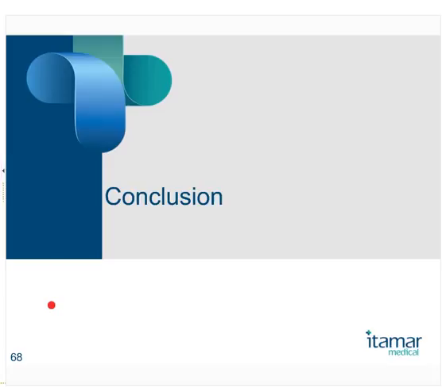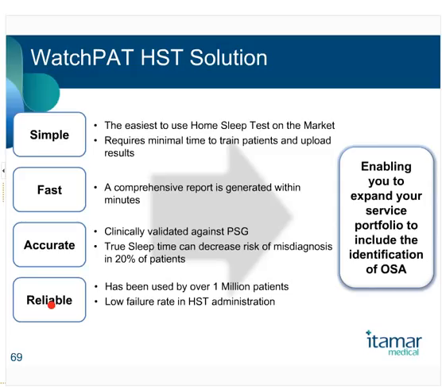So in conclusion, the WatchPAT home sleep test system is the easiest home test on the market. It really requires minimal time to train the patients or your sleep laboratory technologists. It's fast. It has a comprehensive report that's generated from the data within a few minutes. It is clinically validated against polysomnography, and it's reliable. It's been used by over 1 million patients, has a low failure rate in home sleep apnea testing administration or hospital sleep apnea patient administration.